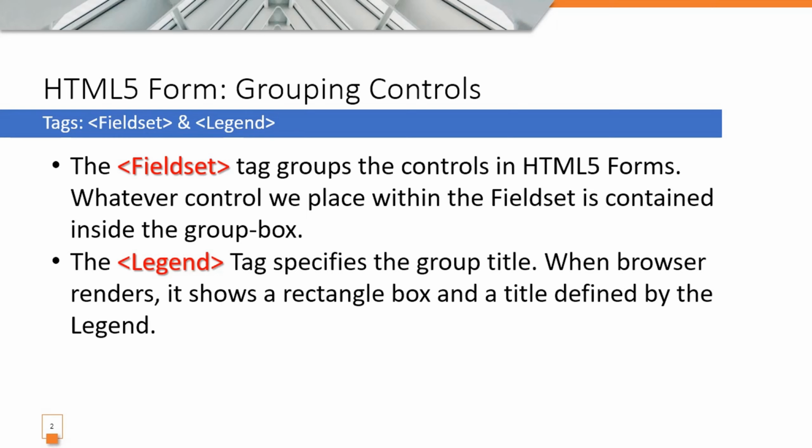The legend tag specifies the group title. When the browser renders the content, it shows a rectangle box and a title defined by the legend tag. The field set shows the rectangle block, and the controls contained within the field set are rendered inside the rectangle box. The legend is used to specify a title for that rectangle box. So these two together form a group box.